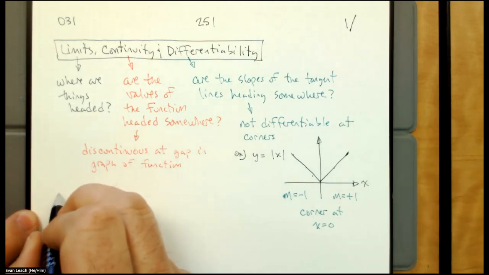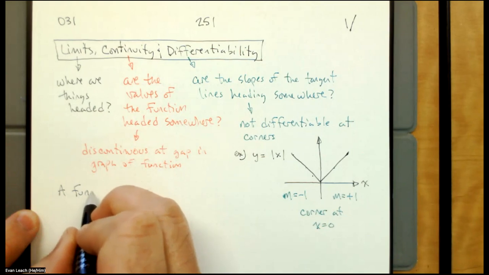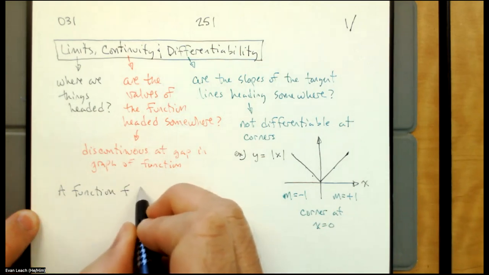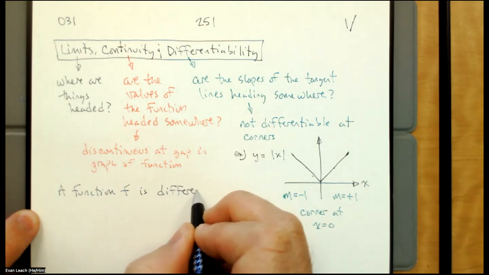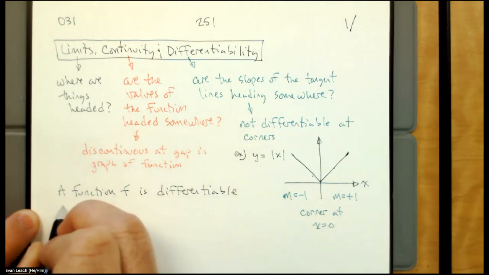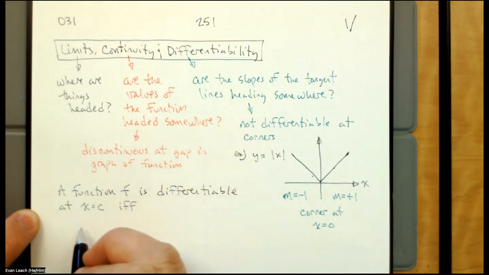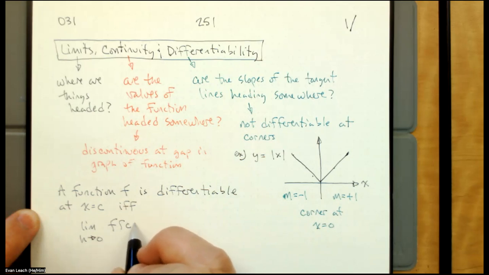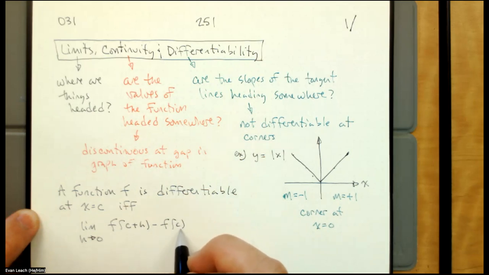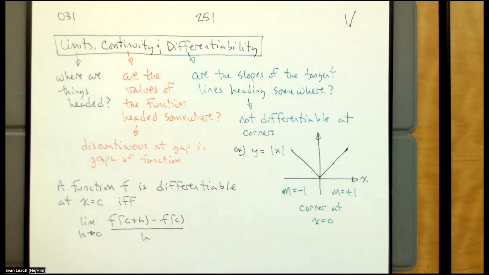So we say that a function f is differentiable at x equals c if and only if the limit as h goes to 0 of f of c plus h minus f of c over h exists.